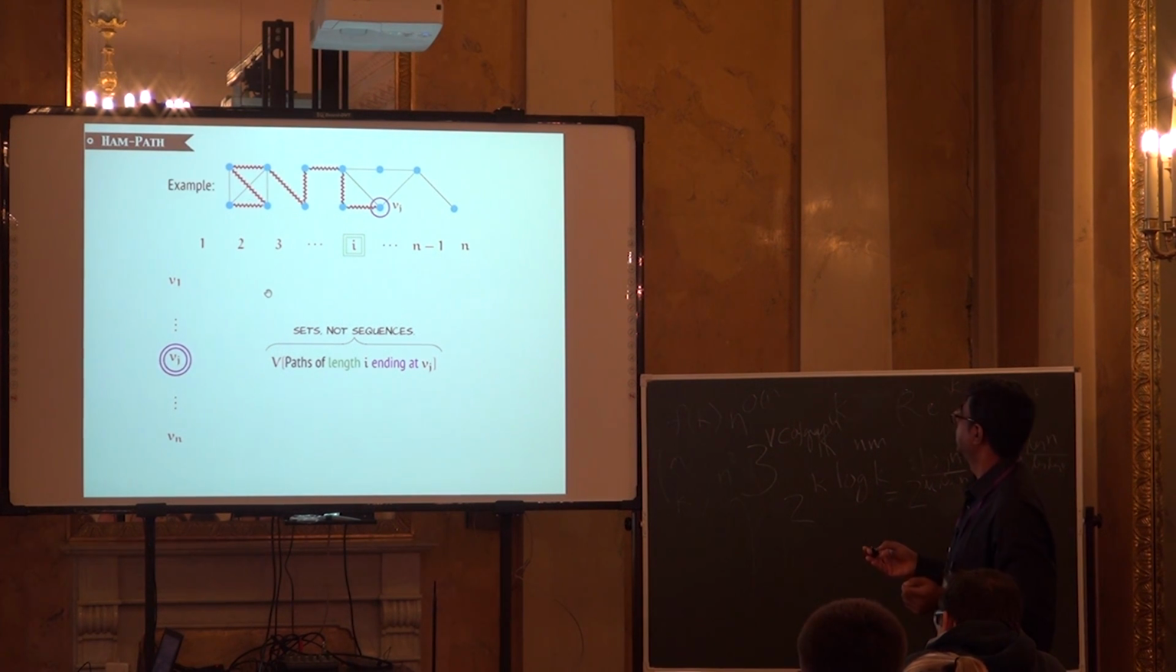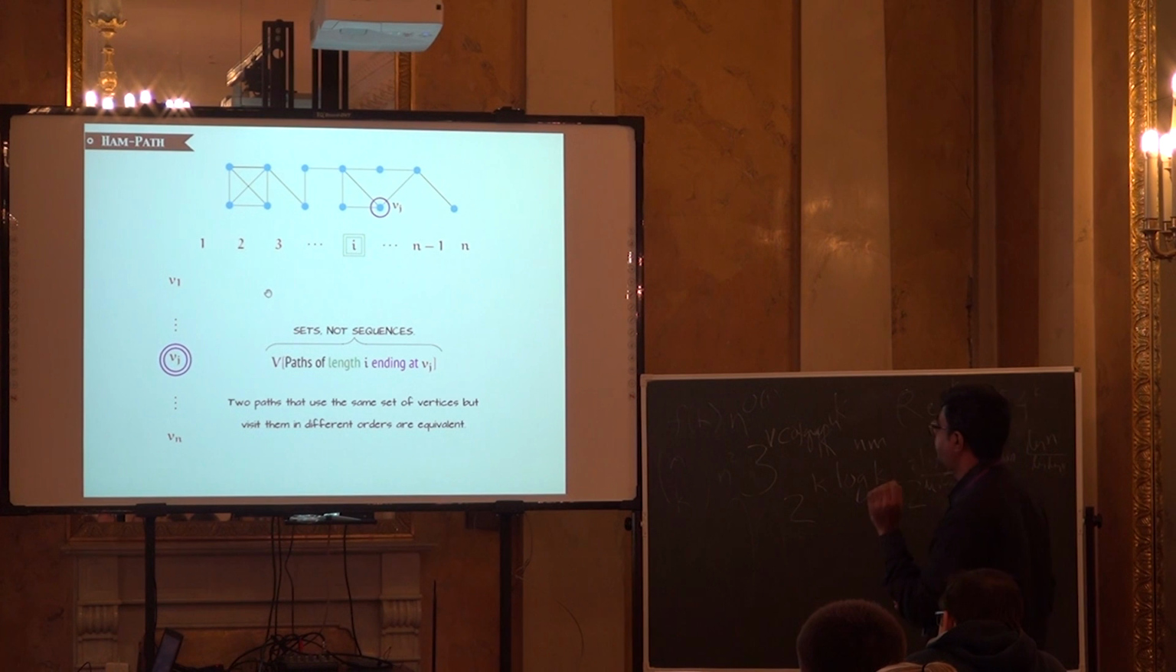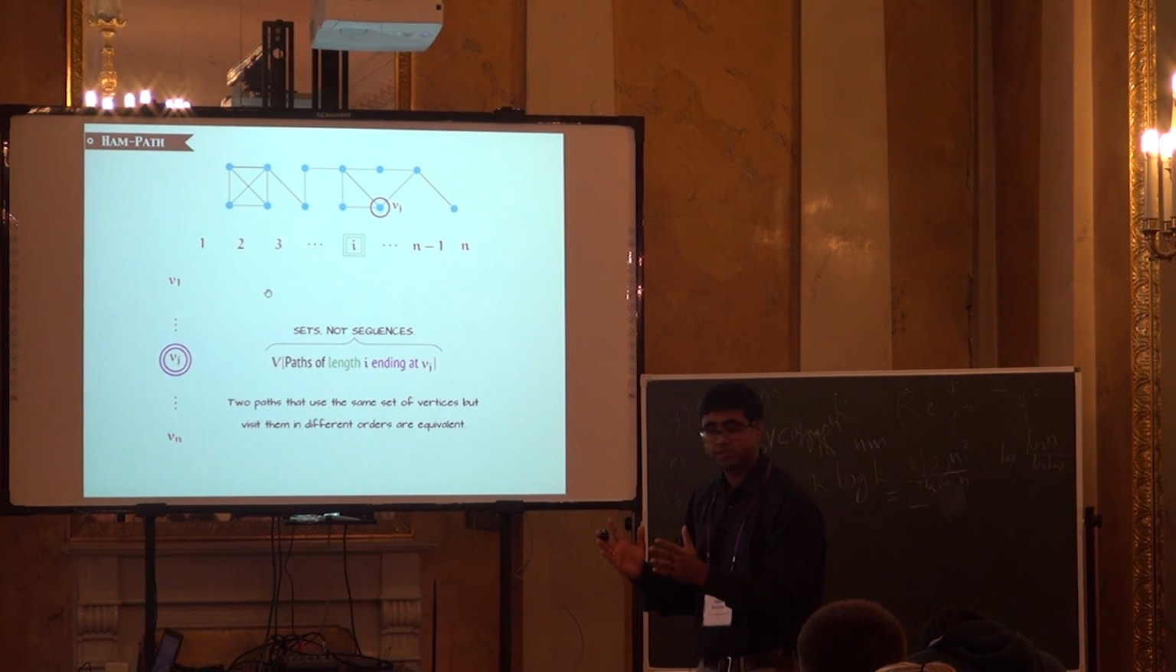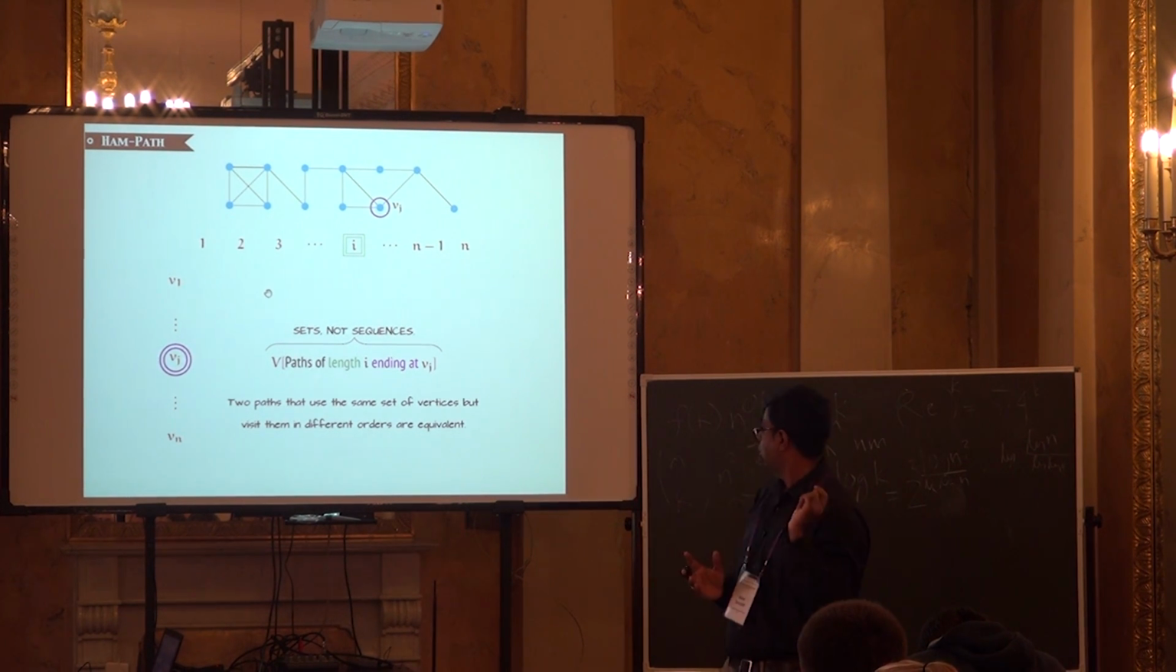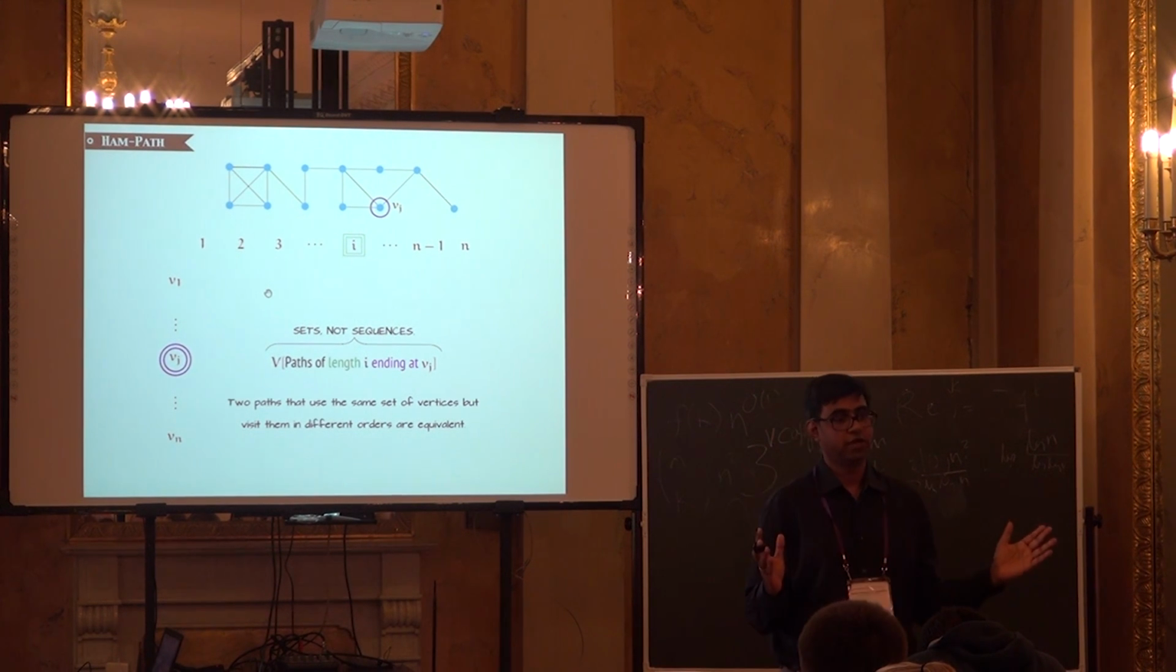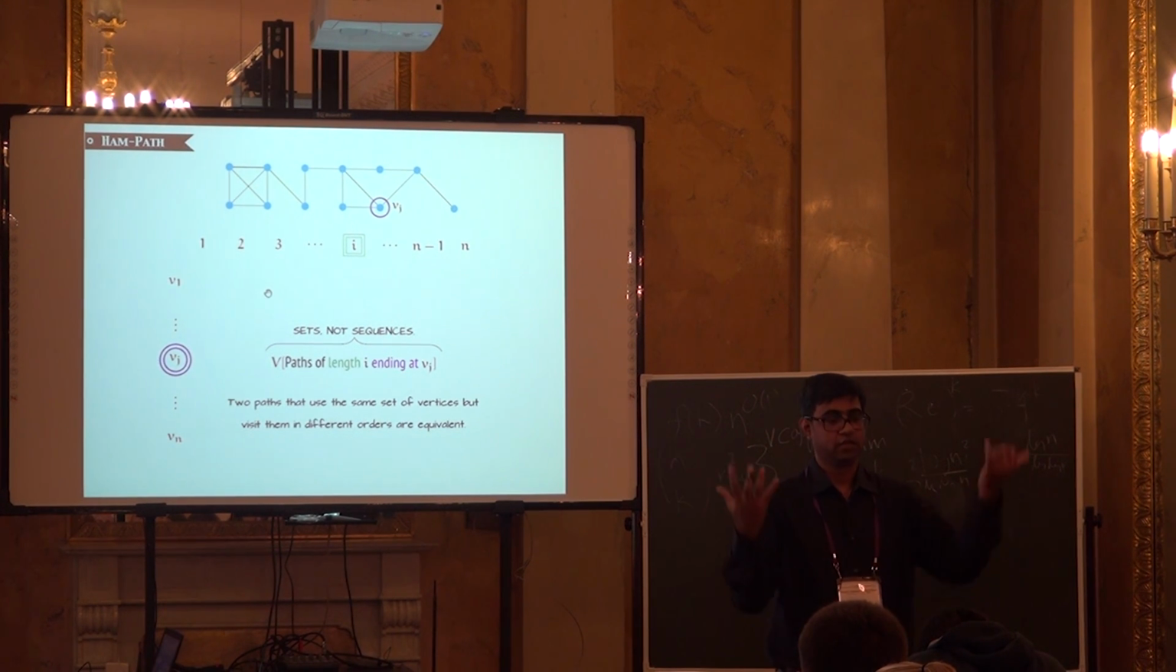So what does it mean? Look at this, right? It's the same set of vertices which is visited, but I'm not going to store both as my subset of vertices. So this is another example: two paths that use the same set of vertices but visit them in a different order are equivalent for me, right? So what is the equivalence relation I defined? I said, look at two paths. If they have the same set of vertices, but maybe they are visited in a different order, for me they are equivalent. Okay? So I'm just going to keep one of them.